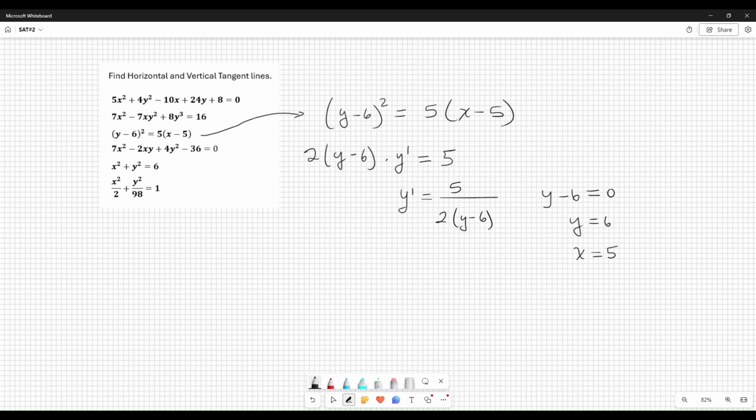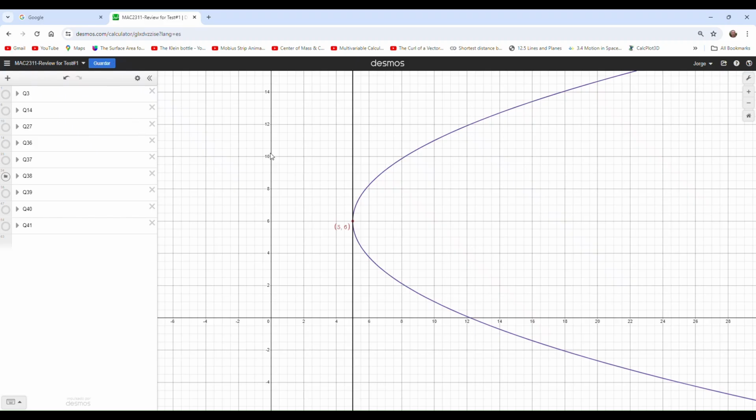So the only point that can have an undetermined slope is at the point 5,6. And by the way, it's the vertex of the parabola. So the parabola can open to the right, and this point is the vertex. Something like that. Okay, let me try to see in Desmos. Look in Desmos. It's a vertex.